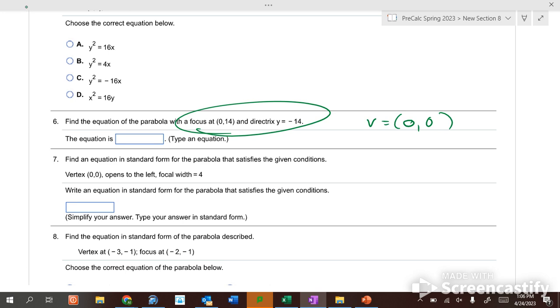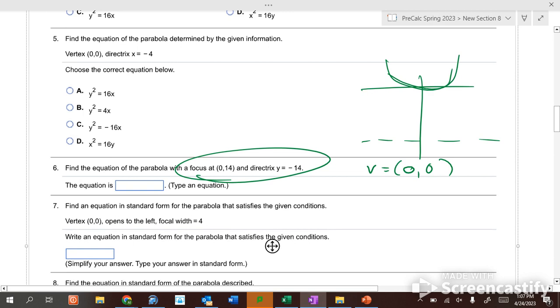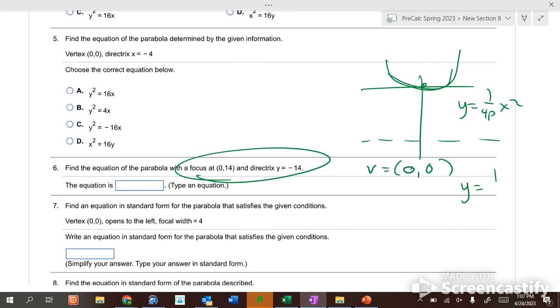So if it's y equals negative 14, you got a parabola, and the focus is at 14, you're going to have a parabola that's going up, right? 0, 0, okay? So it's going to be a y equals 1 over 4p x squared. So y equals 1 over 4 times 14 times x squared. Now, I suppose they want their answer in their format, so x squared would equal 4 times 14, which is 56y. Okay? So that's how you do these.